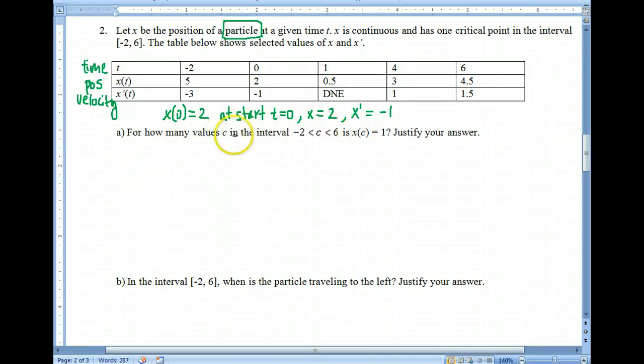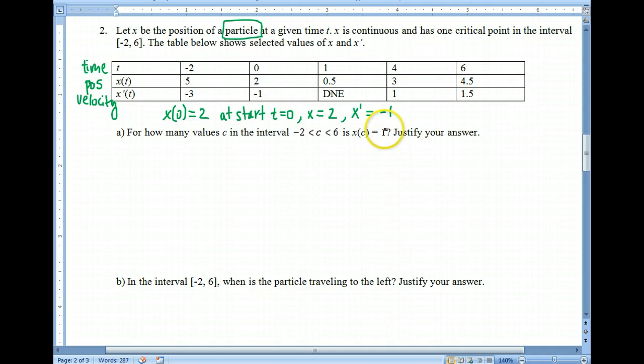So let's ask this question. For how many values c in the interval is x of c equal to 1? What type of problem does this sound like? Oh, like that one we did yesterday. The intermediate value theorem. Yeah, IVT. It's just saying, does this cross 1 at all? Does this cross y equals 1 or x is 1?